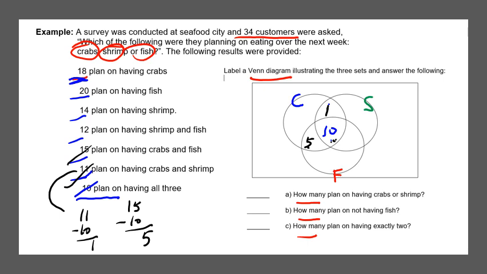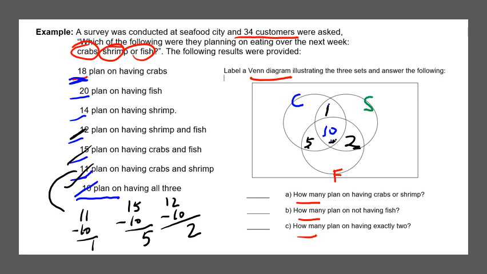Done. 12 are having shrimp and fish. Well, if you're having shrimp and fish, you're either here or you're here, right? Once again, 10 of the 12 have been accounted for. I'm missing 2 people that are having shrimp and fish. They have to be standing here. Moving on.